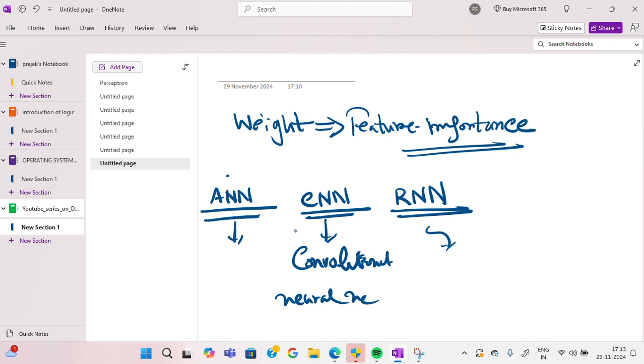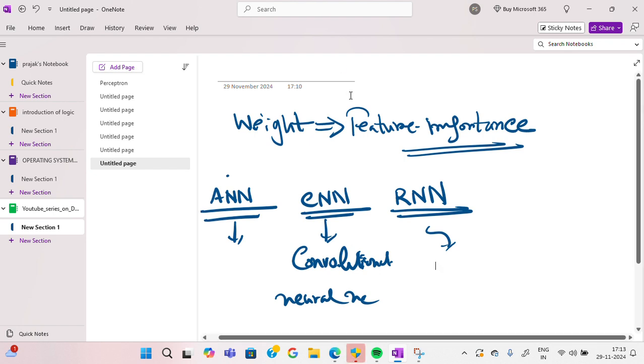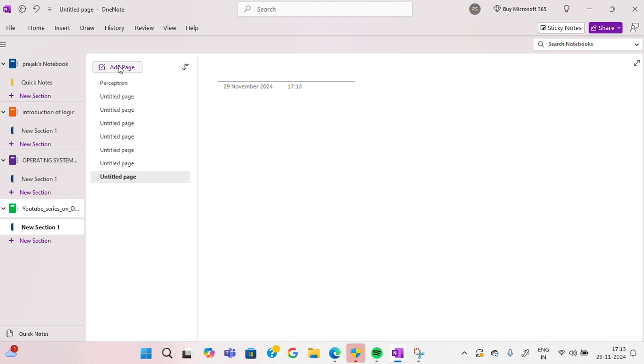So now let's come to the point: what's the basic difference between the normal neural network and the perceptron? What is the basic difference? So give me another page.